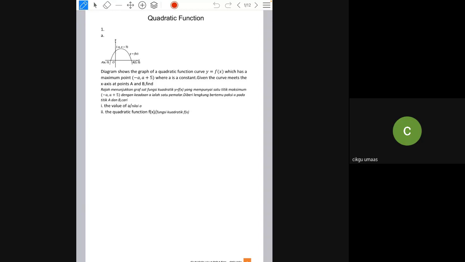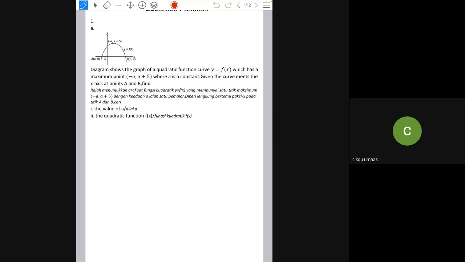Let's look at quadratic function. Let's look at this in the sense of the question. The question is asking us to find the value of A. In order for me to find the value of A, I'm going to use this.